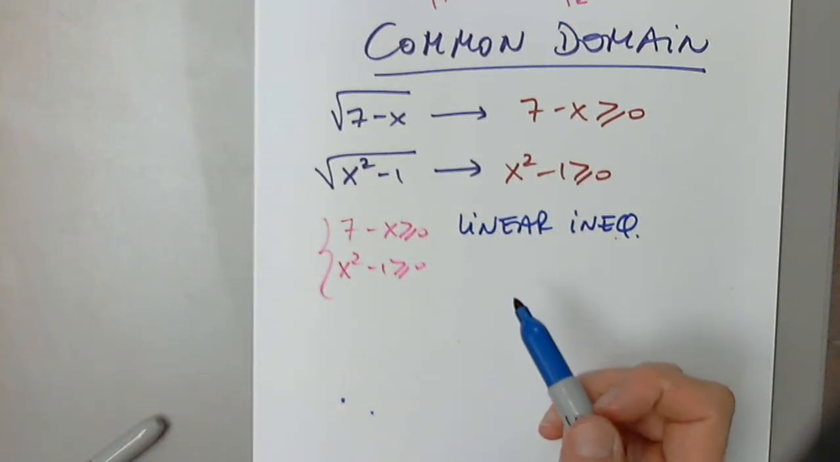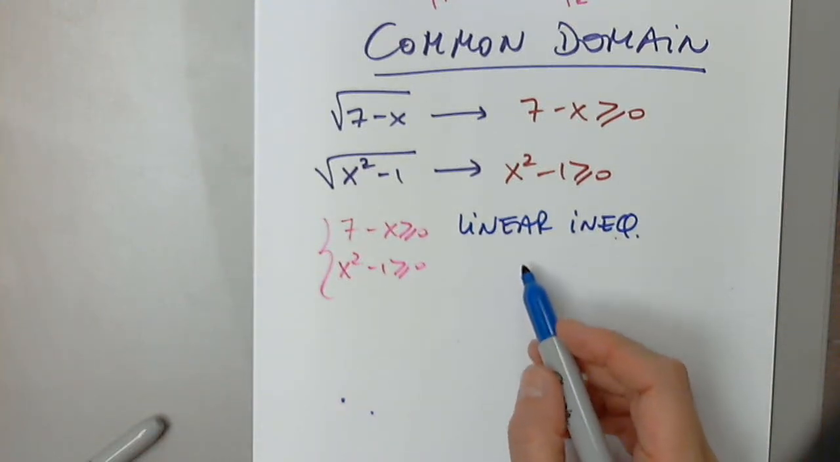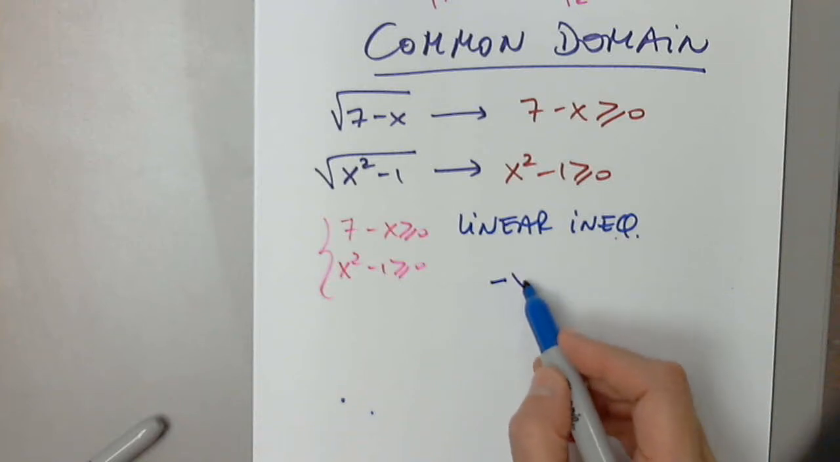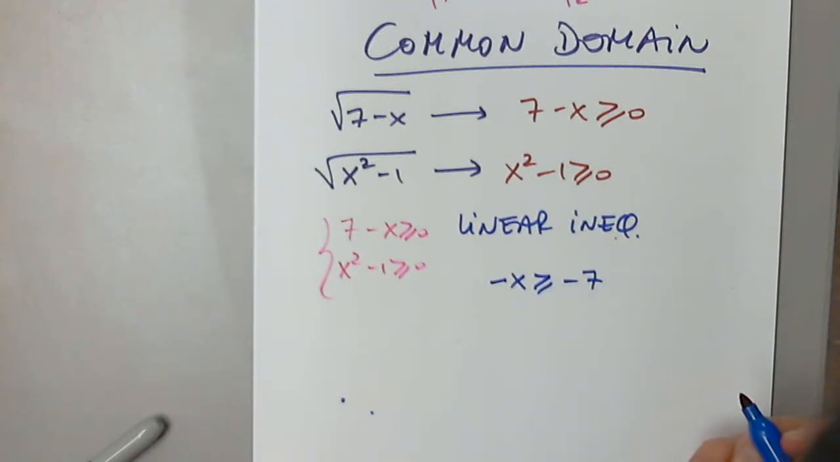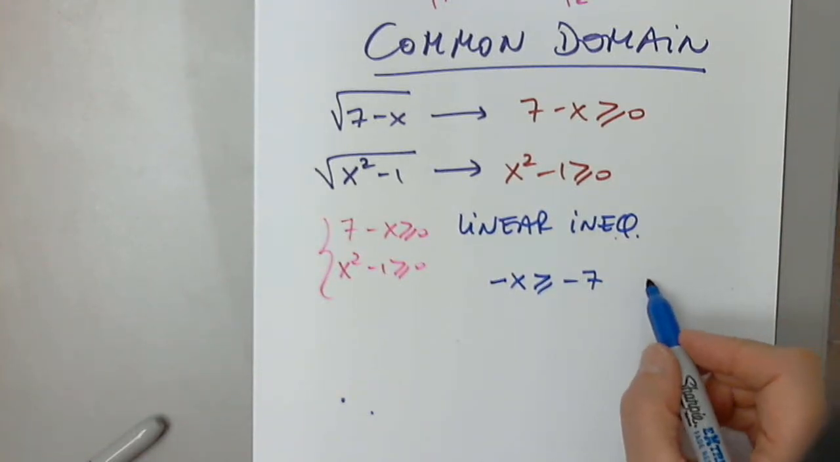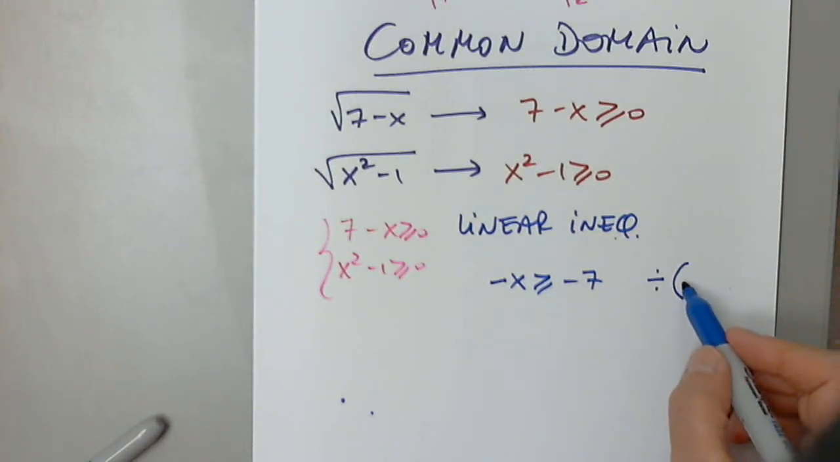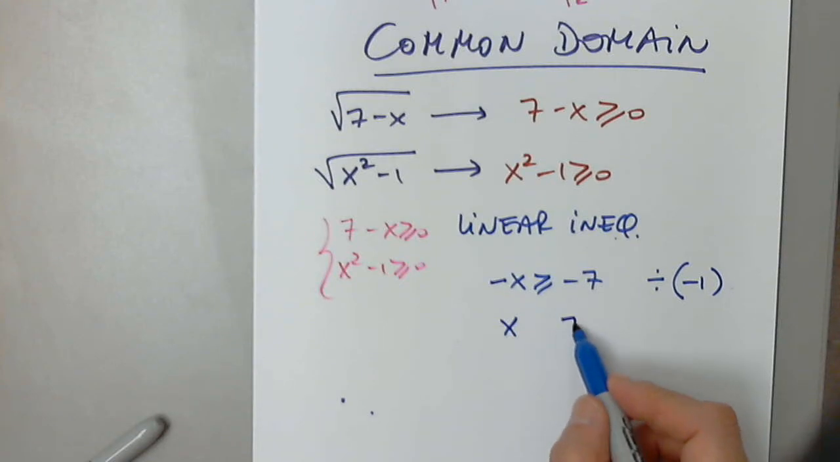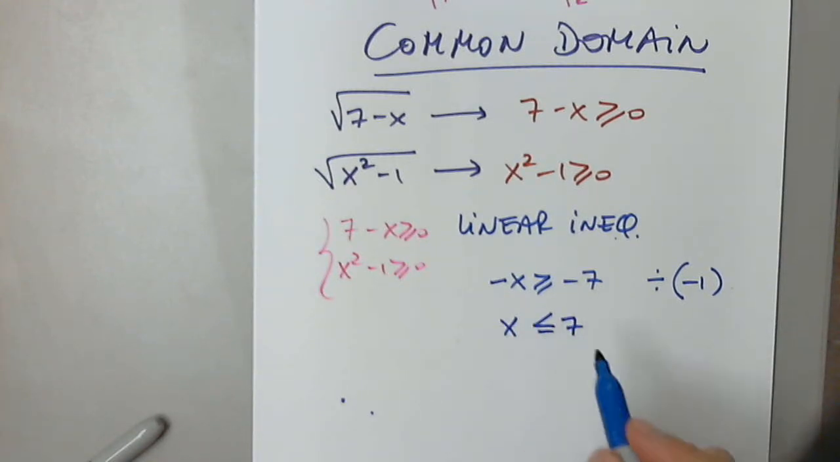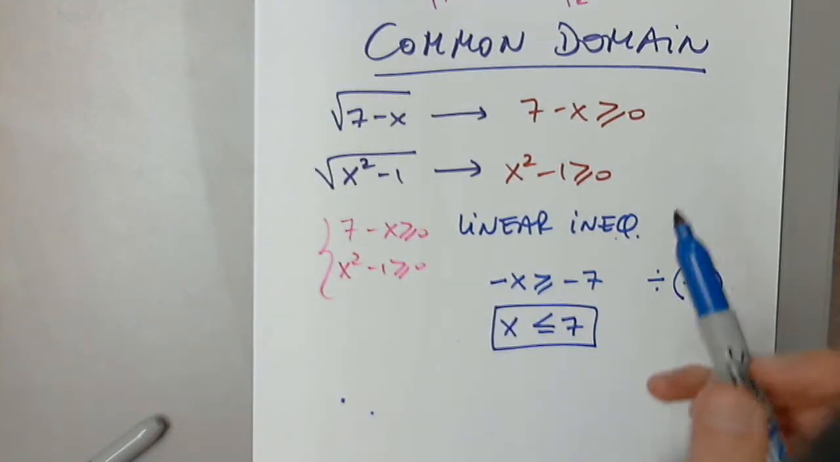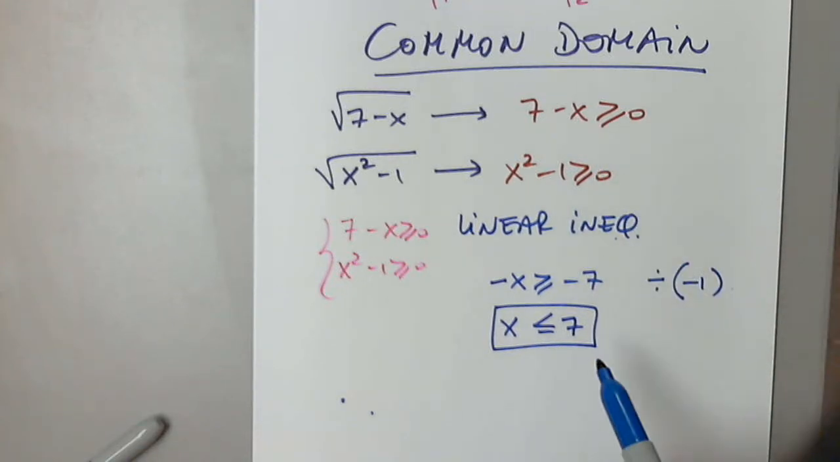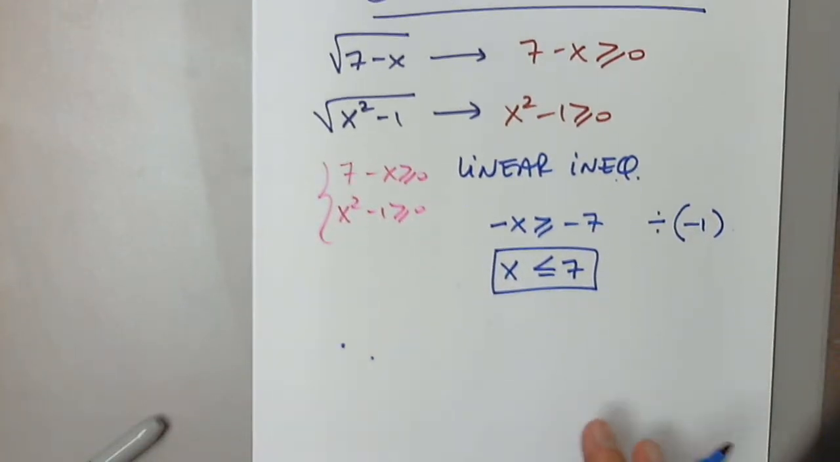How do I solve it? Add x to both sides of the inequality. Okay, or subtract 7 from both sides, that's fine. And then divide or multiply by the coefficient. Good. So we do what with the inequality? Excellent. So this is the result of the first one. Hold on to it. We'll come back to it in a minute.